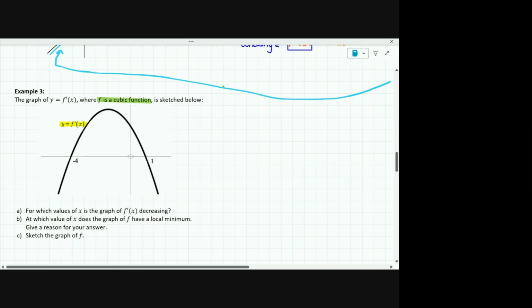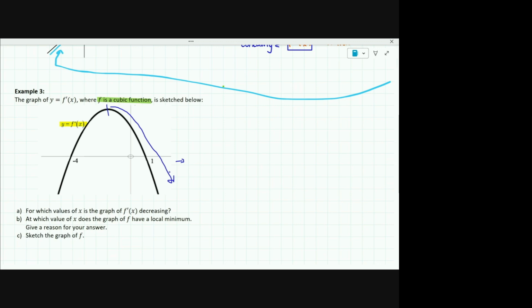This first question is asking us for which values of x is the graph of my derivative, so the parabola, decreasing. Right, so let's go have a look. My parabola is decreasing from the turning point all the way essentially to positive infinity. That is where the graph is decreasing, goes down.